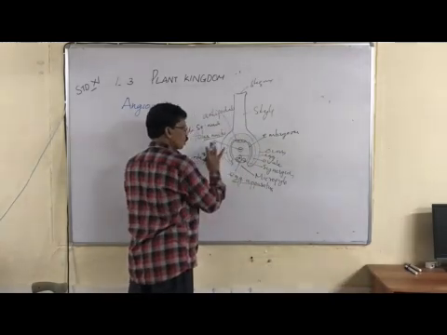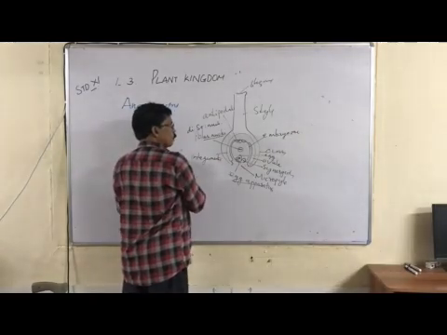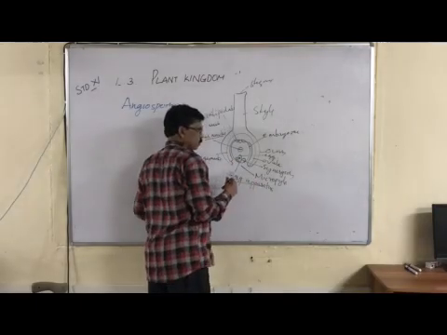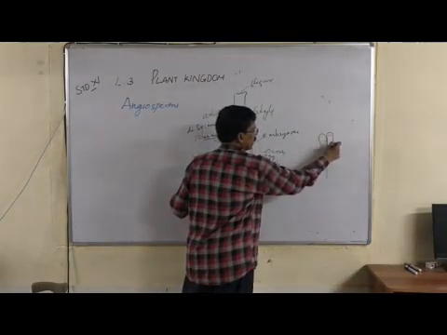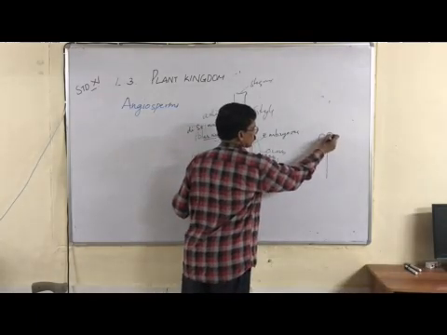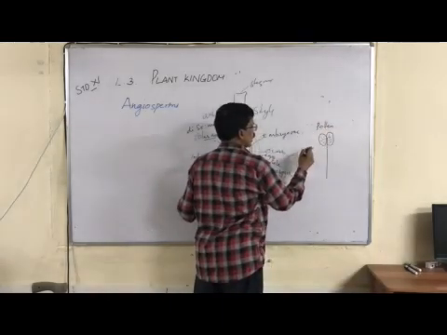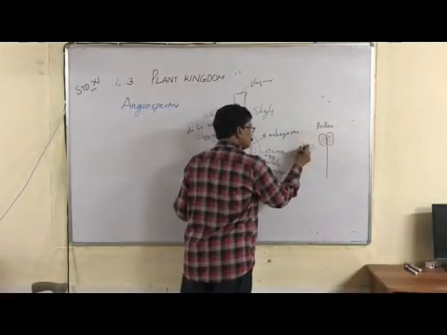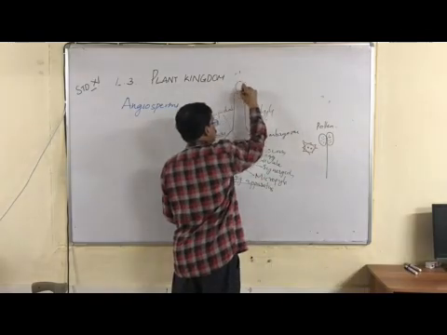Now, during fertilization, the pollen grain is produced in the anther. The stamen contains the filament and anther. Inside the anther, pollen grains, or microspores, are formed. That pollen contains the male gamete inside. That pollen is pollinated on the stigma.